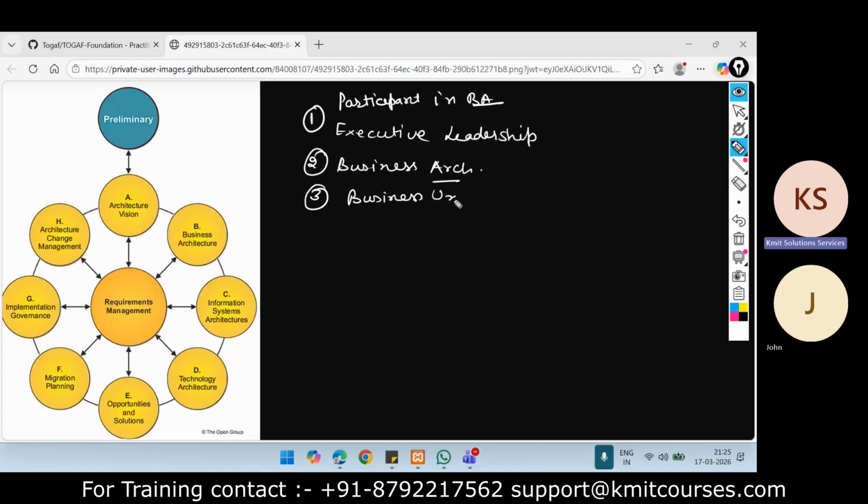Now there will be business unit managers, like marketing manager, sales manager, operation manager. They manage a specific department of the business unit, right? They provide the requirements and operational insights. They ensure that the architecture supports their daily operations. So business unit managers are also required.